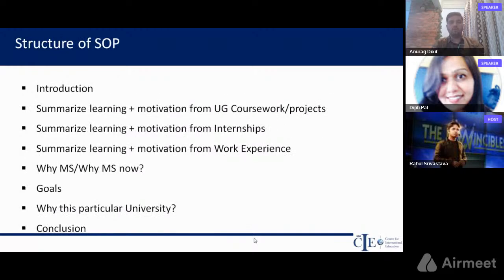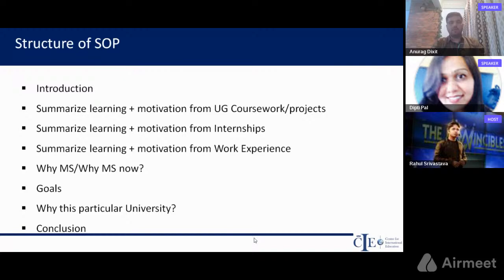Now, if we go into more depth about what a typical structure of an SOP is like, a typical structure will have an introductory paragraph where you will introduce yourself and talk about your background initially. We will go through these points in detail. After the introductory paragraph, you will go towards a summary paragraph where you will summarize your motivation, why you pursued the undergraduate degree that you pursued, and what kind of projects you pursued in your undergraduate degree. The next paragraph should summarize your motivation and the learnings that you've got from the internships and practical experiences, right?